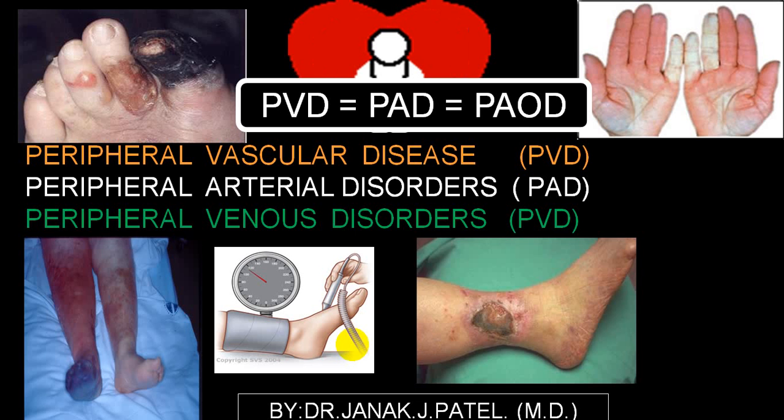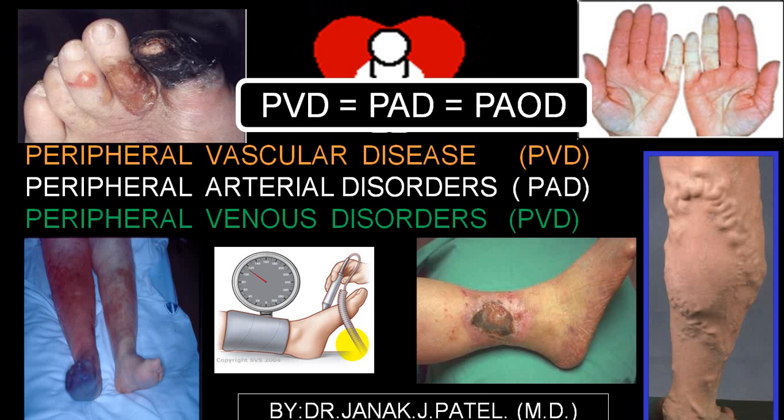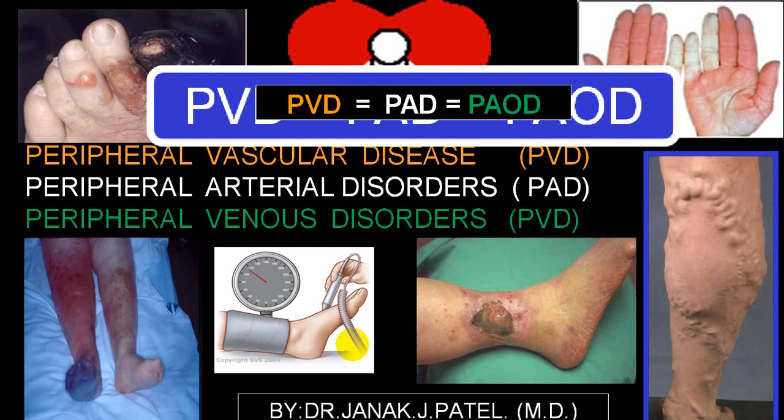By and large, when you utter the word peripheral vascular disease, it is taken for granted to be arterial, but it also includes venous disorders and lymphatic disorders. So specific words should be utilized, like peripheral arterial disease, short form PAD. Peripheral vascular disease was labeled as PVD, but PVD also means peripheral vascular or venous. Better is peripheral arterial disease or peripheral venous disease. It is also called peripheral arterial occlusive disease.